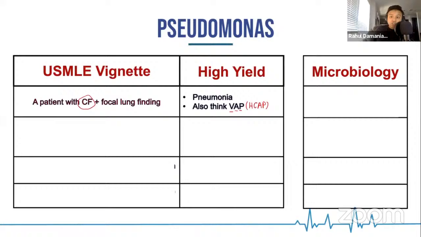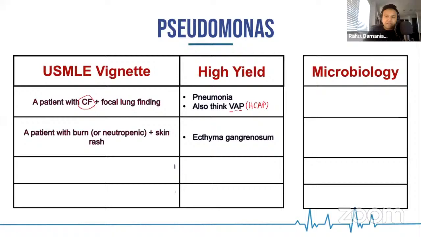Remember, where does MRSA stay? That stays in the nares. And then you're going to be thinking about ventilator-associated pneumonias. And that is going to be a patient who's in the ICU, has a breathing tube in, and then subsequently in the next few days, you see a new infiltrate on the chest X-ray, and you're going to be like, what is that? Well, that is going to be a pseudomonal ventilator-associated pneumonia. How about this one? A patient with burn or who is neutropenic, who is a very immunocompromised host, and now has a skin rash. What are you thinking of here? Yes, Pseudomonas again, but in particular, the test question related to ecthyma gangrenosum.